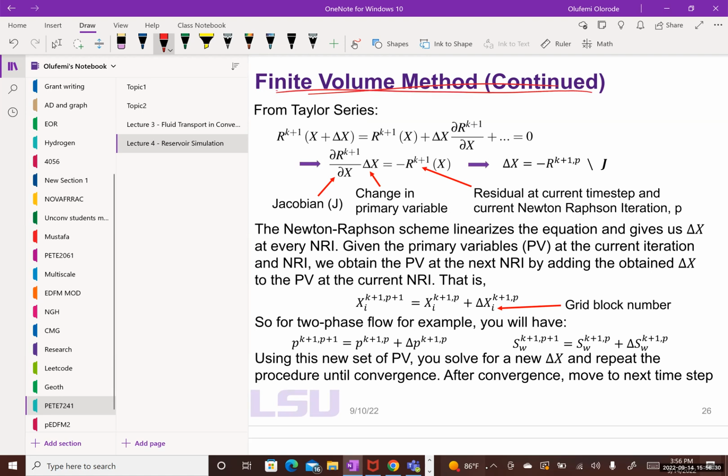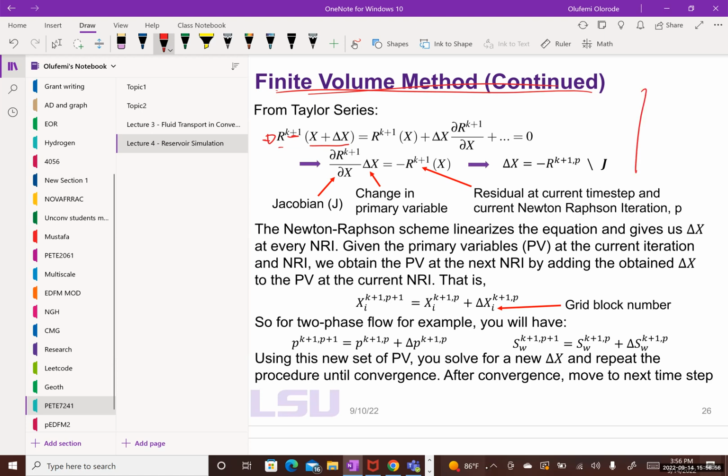So what are we doing here? Find the Taylor series expansion of R at k plus 1. k plus 1 is a time step. We used to write it as n plus 1 before, but here it was changed to k plus 1. So same deal: x plus delta x, solution variable plus change in solution variable, and x's are what? Vectors or matrices or scalar? What is it? It's a vector, correct.